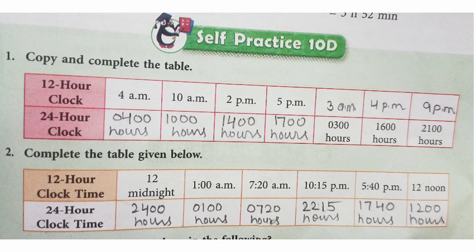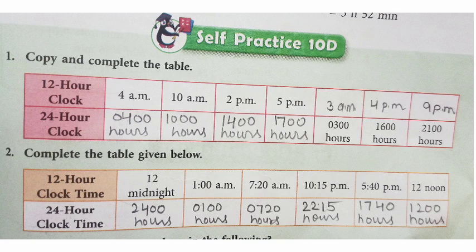Let's move to the question number 2. In this question, we are given 12-hour clock time and we have to write 24 clock time for the same timings. The first is 12 midnight. So I told you already 12 midnight can be written as 2400 hours or 0000 hours. So you are free to write any answer for this. Now moving to 1 a.m. So for 1 a.m. I told you we write 0100 hours.